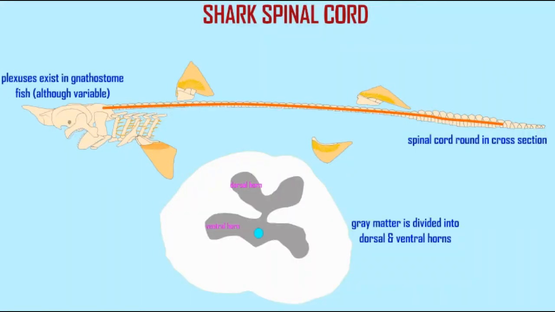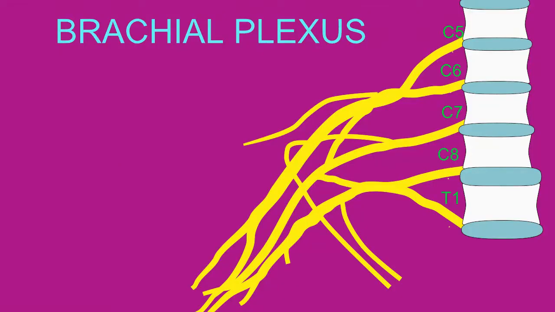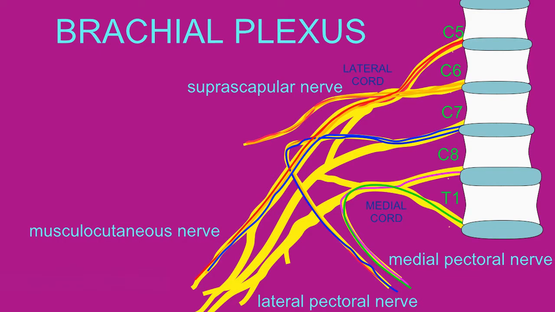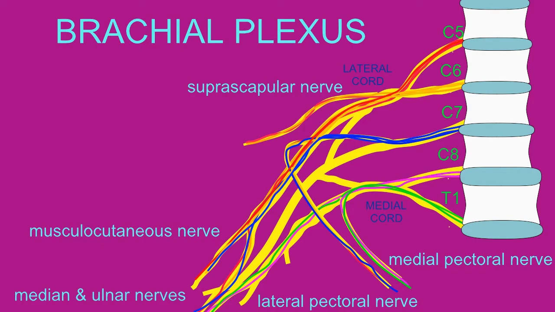In jawed vertebrates, plexuses form in which the ventral roots of spinal nerves interweave. And from this swapping of fibers in the plexus, the nerves originate, which then innervate the body regions. In gnathostomes, plexuses did form, but they were variable. So, for example, rays have an extensive cervicobrachial plexus, which may involve more than 20 ventral roots.